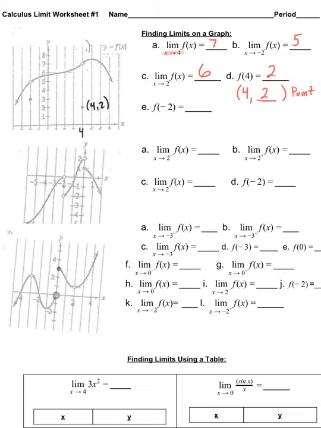All right, same thing here. F of -2. When x is -2, what is the y value? So we go over to -2 right here on the x-axis and we look for the point. There's the point. The y value is 3. The point (-2, 3) is on the graph. F of -2 is 3.